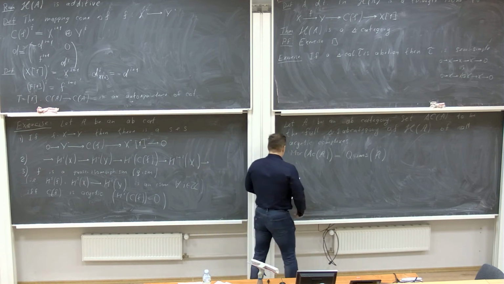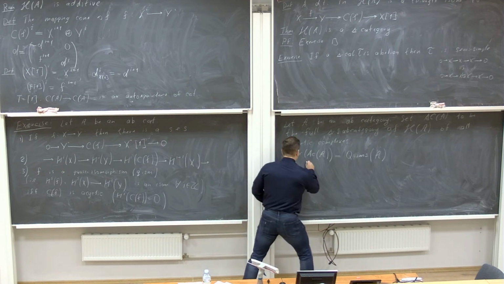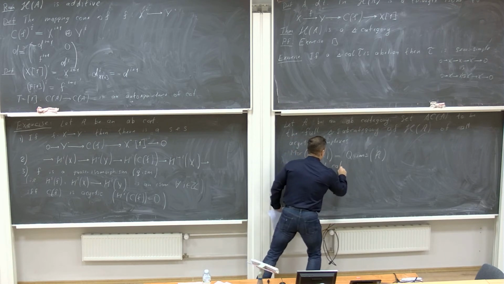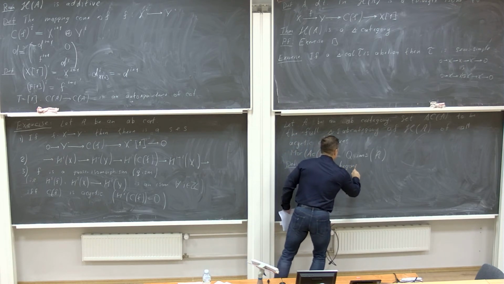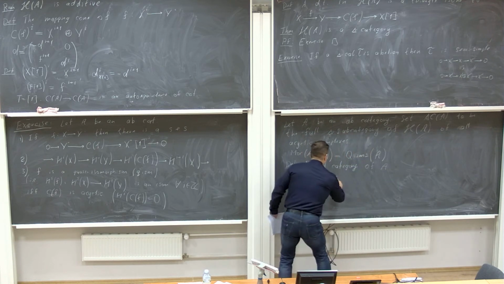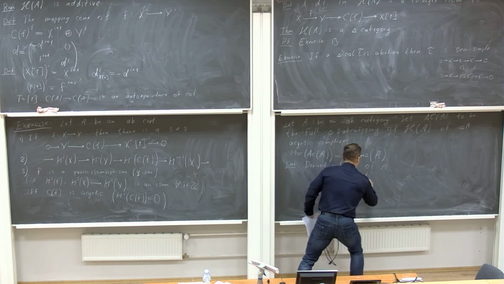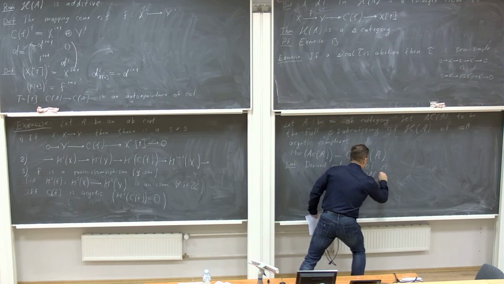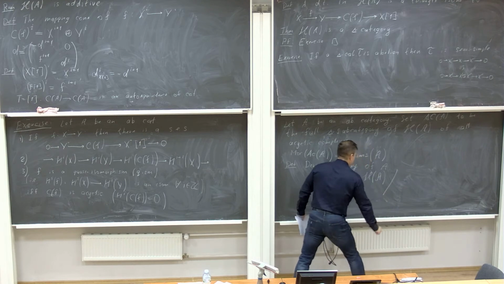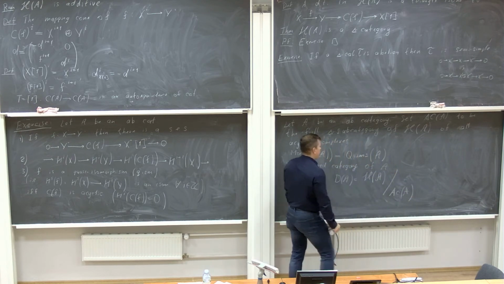Okay. So definition. The derived category of A is defined as the Verdier localization, or Verdier quotient, of the homotopic category modulo the subcategory of the acyclic objects.